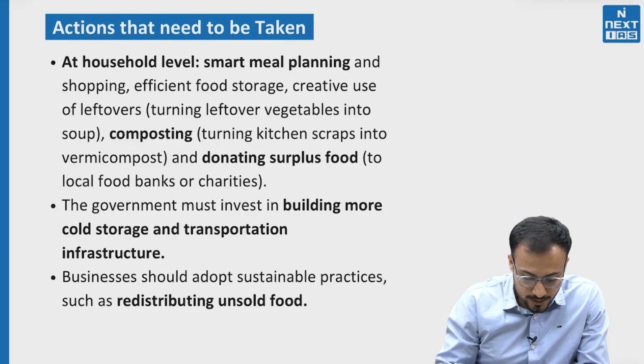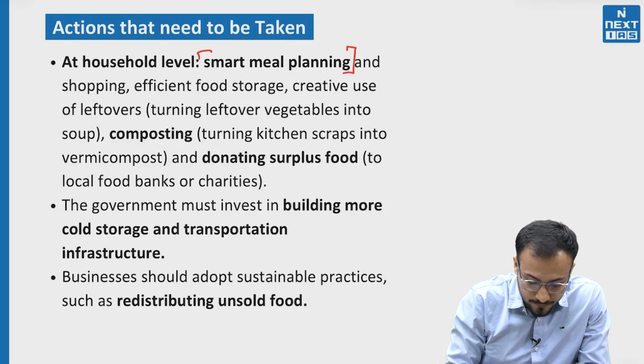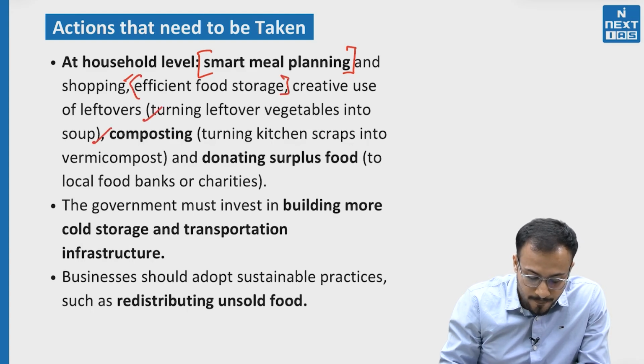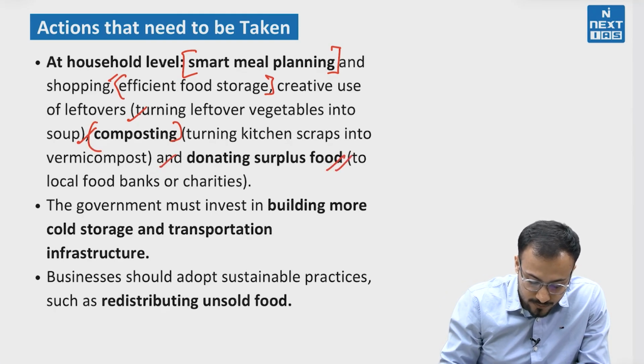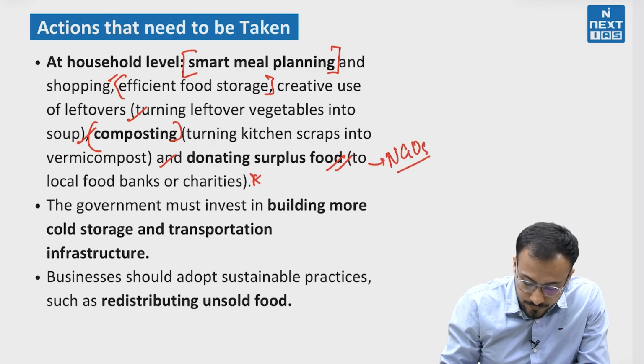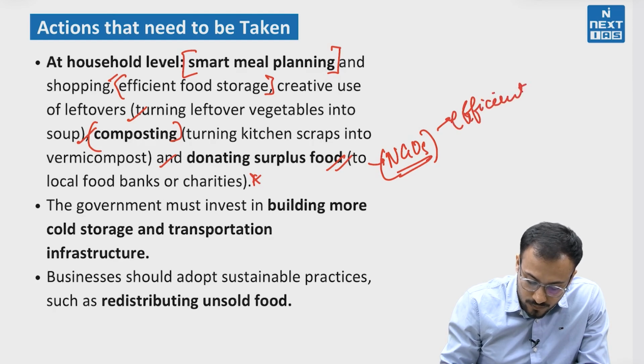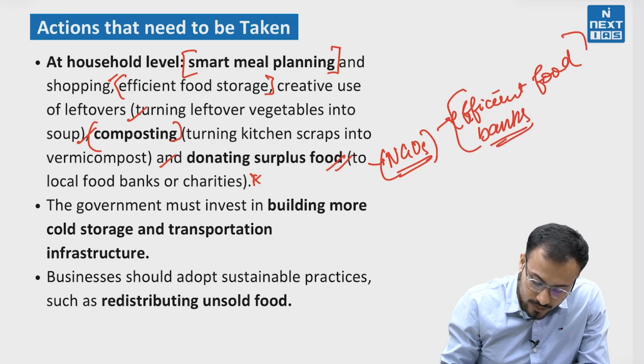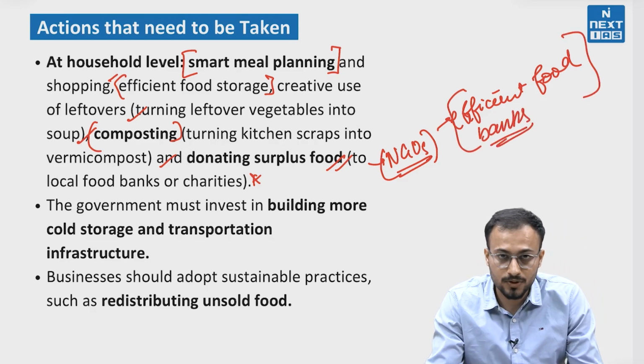Then action needs to be taken at the household level: smart meal planning and shopping, efficient food storage, creative use of leftovers, turning leftover vegetables into soup, composting, turning kitchen scraps into vermicompost, and donating surplus food to local food banks and charities. For this we need better NGOs who can run efficient food banks. This would result in reducing food wastage and also realizing the goal of food security.